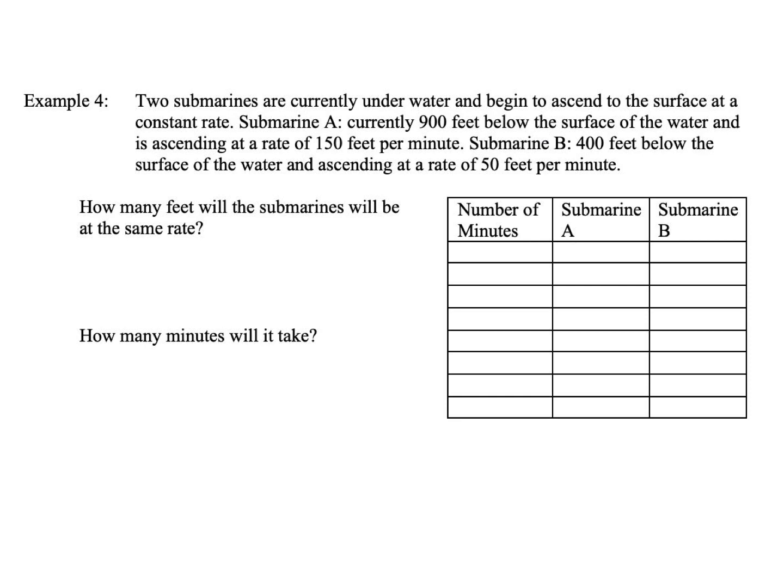All right, let's go ahead and go through example number 4. We have 2 submarines. Currently, submarine A is at 900 feet below sea water and is ascending at a rate of 150 per minute. Submarine B, let's put that one in purple, is 400 feet below and ascending 50 feet per minute. So ascending means to go up.